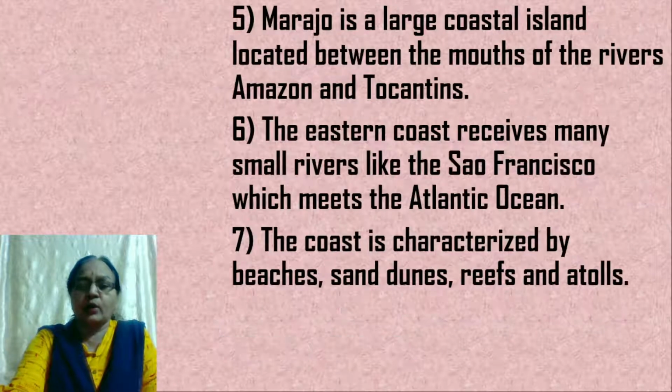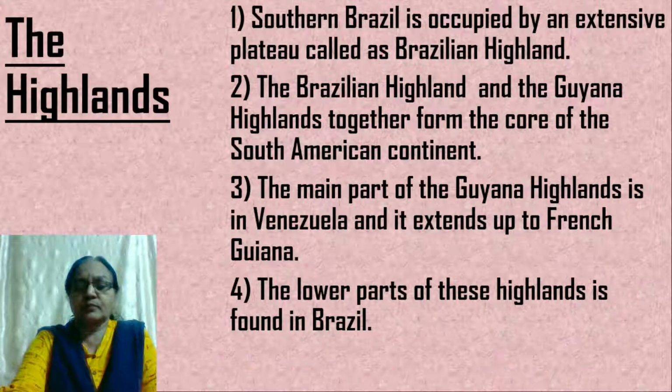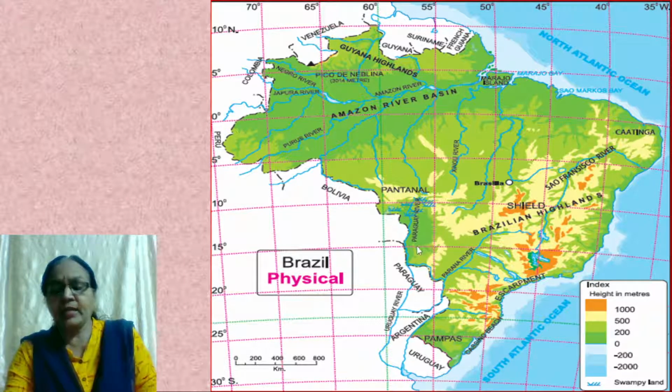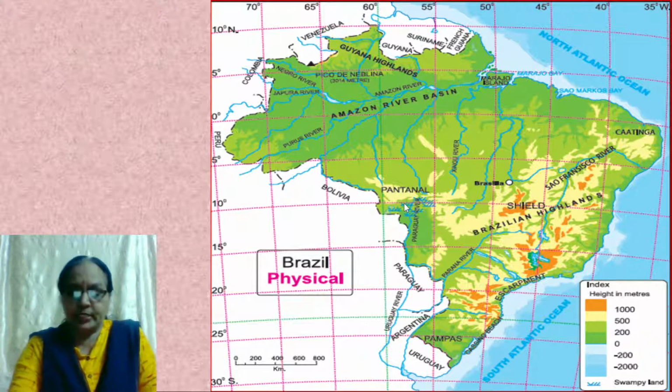Okay, now, as I said, we have the plains, the Amazon River basin, and then we have the Paraguay. Okay, this is the Parana River and the Paraguay River. And here is the Pantanal. Pantanal is the largest wetland in the world.